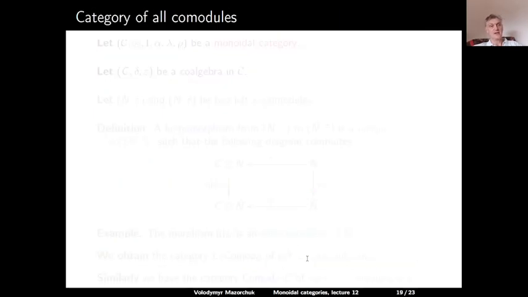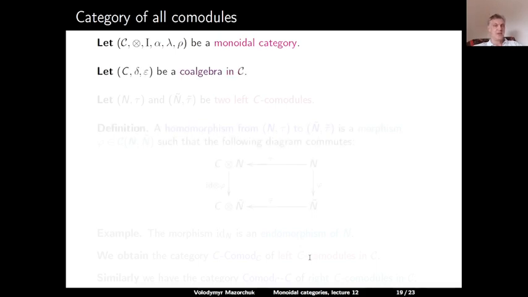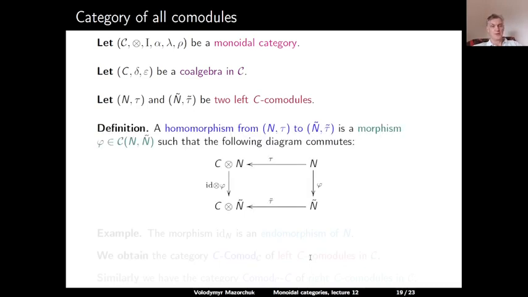And so we can define the category of all comodules over a coalgebra. If you have a monoidal category and we fix a coalgebra in this, and we take two left comodules over this coalgebra, then a homomorphism from one of these comodules to the other one is a morphism in C between the underlying objects, such that the following diagram commutes.